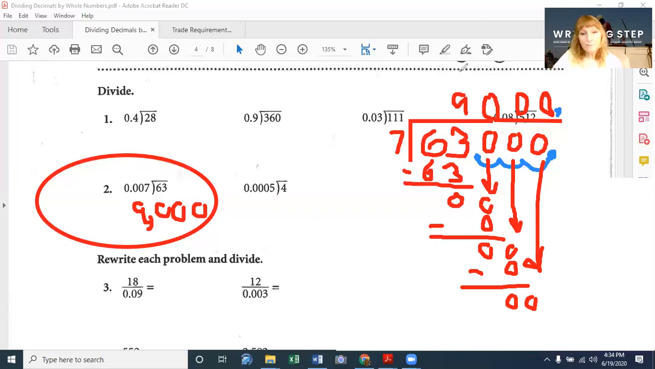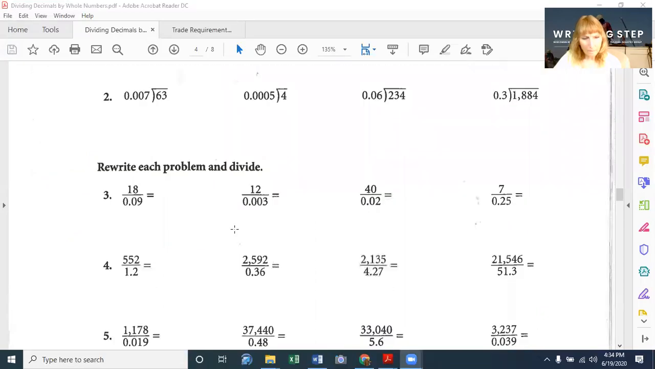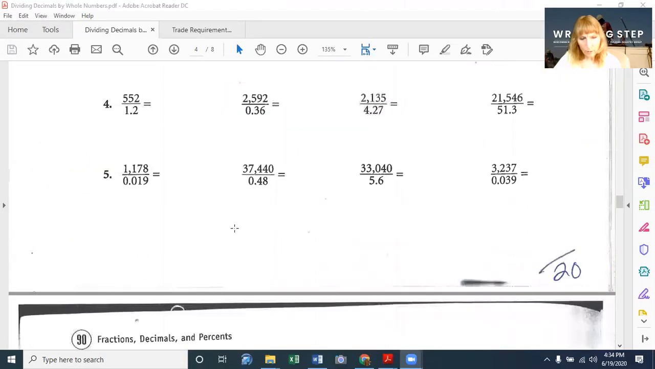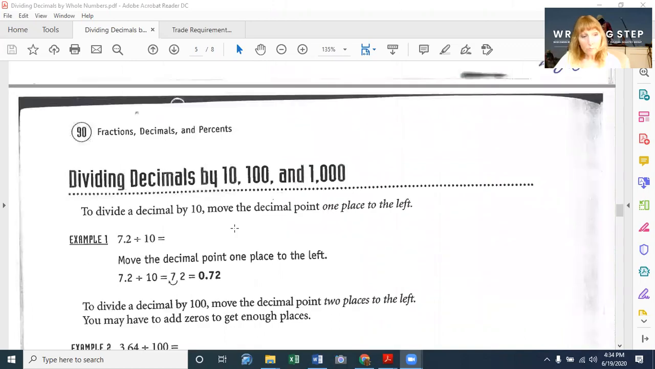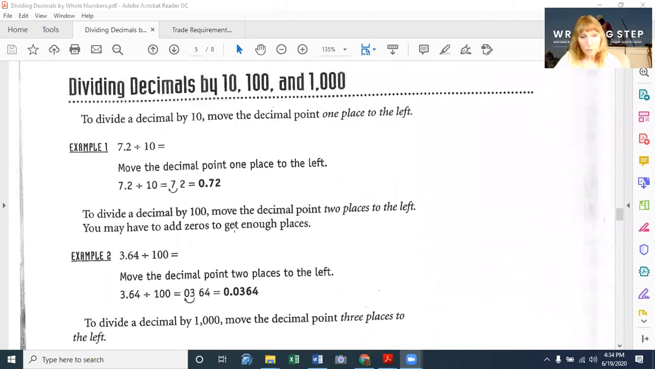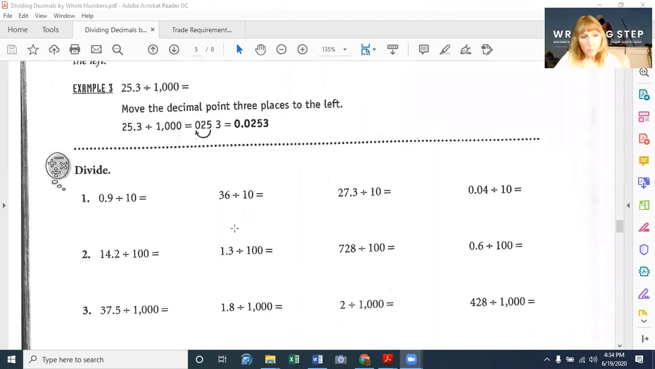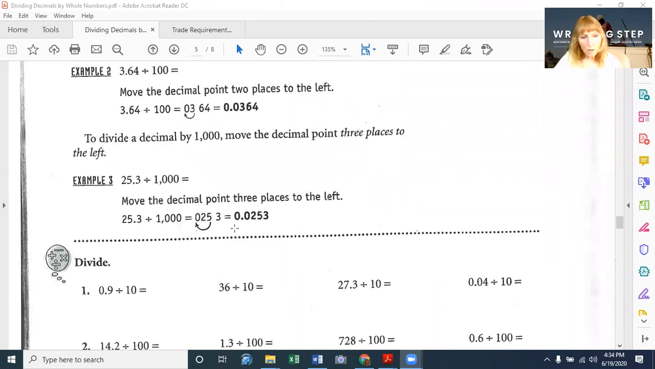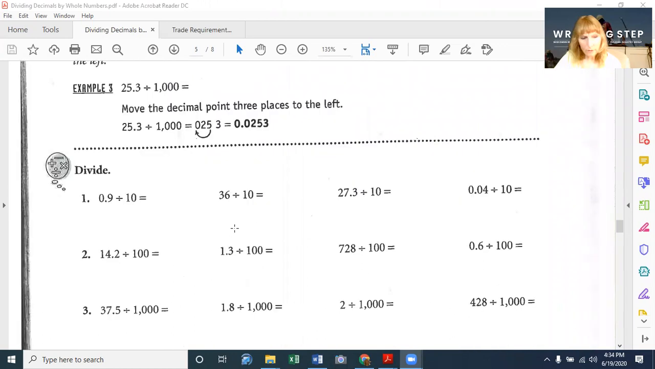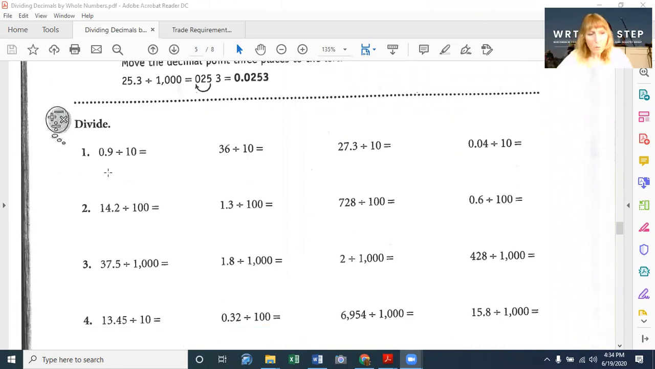Okay, clearing. Move on a little bit. More of the same type of problems. Now here's our shortcut method. When you're dividing by 10, 100, or 1,000, you are moving your decimal just to the left. So 0.9 divided by 10, because I have 1 zero in 10, I'm going to move my decimal 1 to the left, and that will give me 0.09.